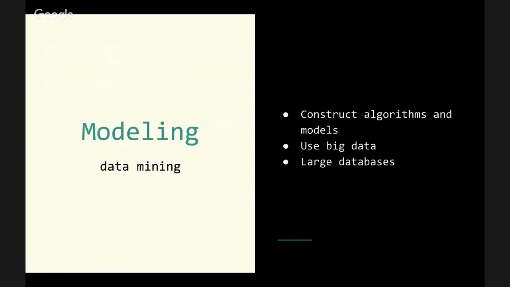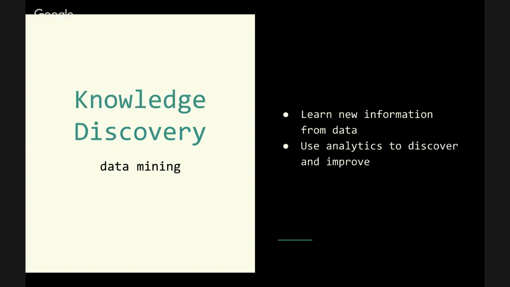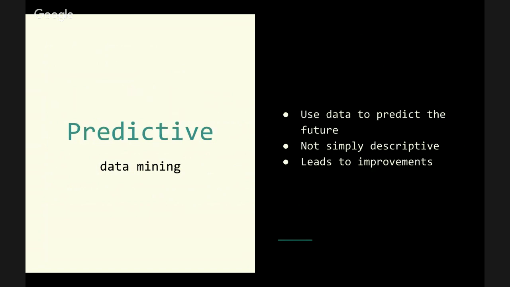So with modeling, you construct algorithms and models using big data and large databases. It's pretty self-explanatory. You come up with mathematical equations and stuff like that to help you sort through large amounts of data. Knowledge discovery, again, self-explanatory. You use the information to help you learn new things, and you use the analytics to discover and improve. And again, that goes with predictive, which is what is next.